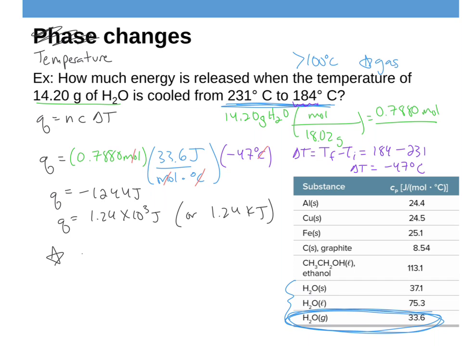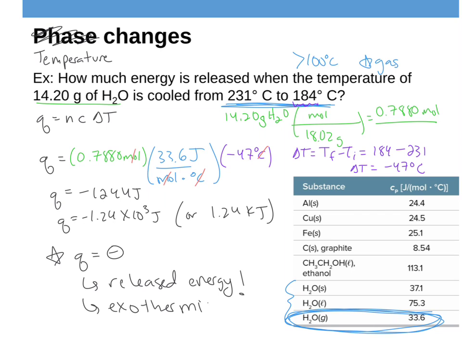Now, again, just like the other one, notice that my Q is negative, which means we released energy, so it's exothermic, and that should make sense, right? So exothermic, I'll write it this time. It's exothermic because you were hot at 231, and then you cooled down to 184.